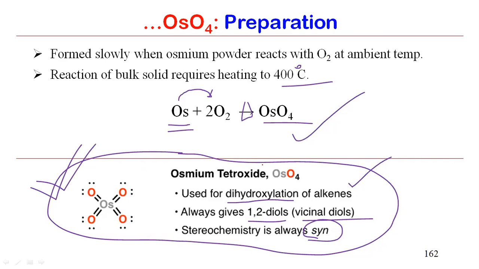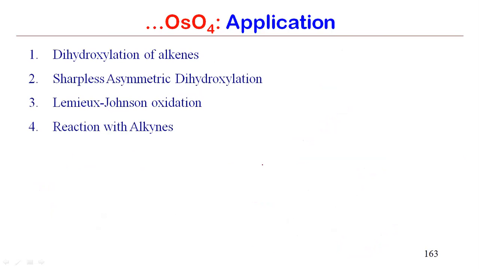Of course, there are several chemical reactions given by osmium tetroxide, and we are going to deal with them one by one. If we talk about the applications of osmium tetroxide, fundamentally it has four major applications. The first one, as I mentioned in the previous slide, is the dihydroxylation of alkenes in the cis fashion. So this is the first one.